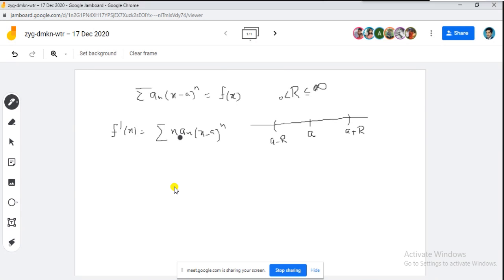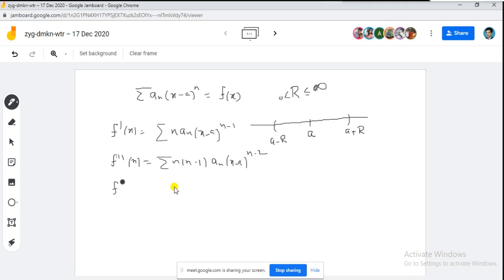But as I told you last time, because this series converges to some function g, this g must be f dash. So therefore f dash x is equal to g. And you can apply the same theorem repeatedly. So you will get f double dash x as n times n minus 1 a_n (x minus a) to the power n minus 2, and maybe next time also.